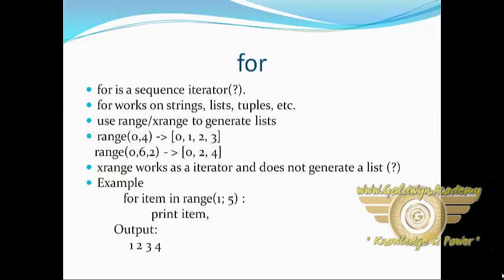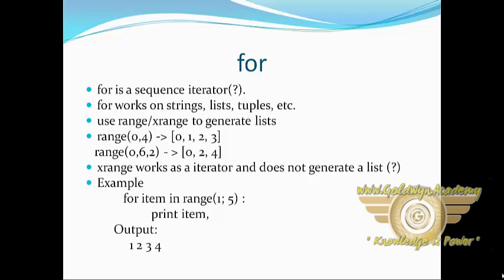Now we see the for loop. For is a sequence iterator, for works on string, list, tuples and many more. Use range or xrange to generate a list. Range 0 to 4 means 0, 1, 2 and 3.